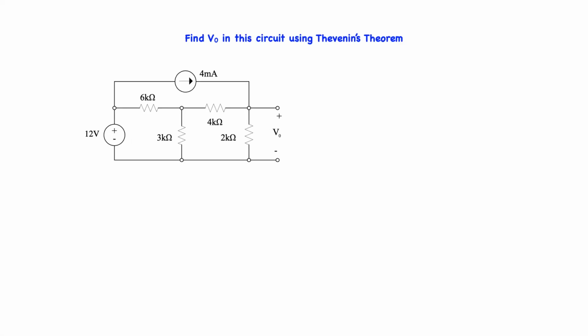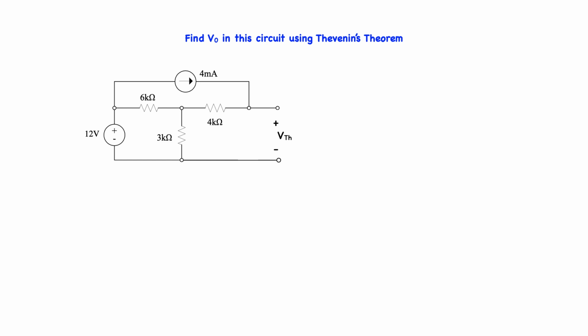Our task is to find V0 in this circuit using Thevenin's theorem. Firstly, we need to determine the open circuit voltage V0. To begin the process, we remove the 2K ohm resistor. The open circuit voltage at this point is VTH, our Thevenin voltage. The Thevenin resistor is then found with the sources in the network removed. That is, voltage sources short-circuited and current sources open-circuited.